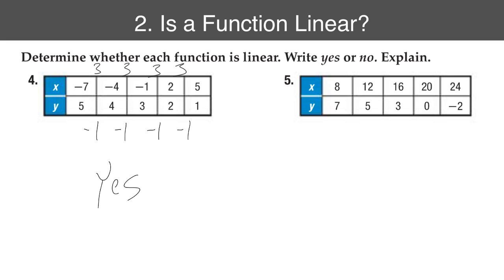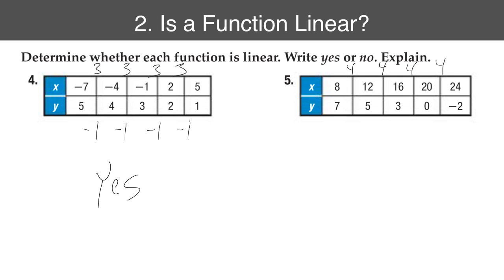All right, let's take a look at number 5. Again, we subtract each pair of numbers, so 12 minus 8 would be 4. 16 minus 12 would be 4. 20 minus 16 would be 4. And then 24 minus 20 would also be 4. So the x's never change, so we're good there. Now let's go down to the y's and check those.